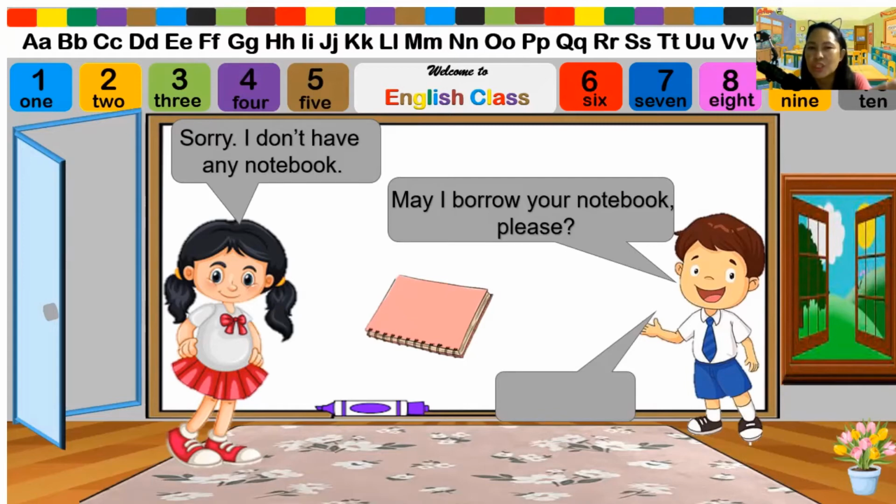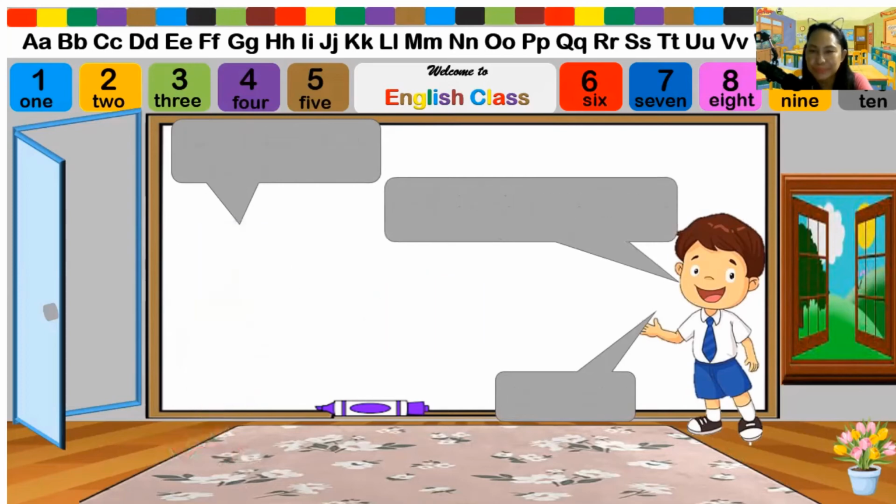It means to say she cannot let you borrow because she doesn't have a notebook. So that's how we say if we don't have the thing that our friend is borrowing, we just simply say sorry. Sorry, I don't have any notebook. And when your friend says sorry, we just say never mind. Never mind. It means we're okay. It's okay. Never mind.